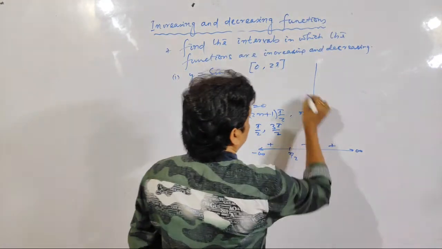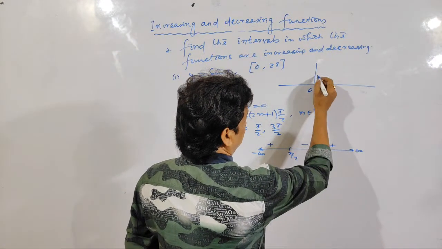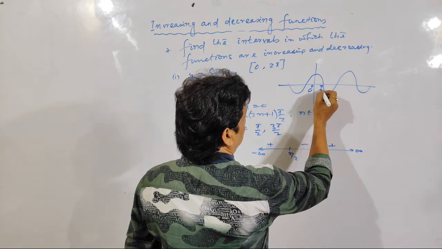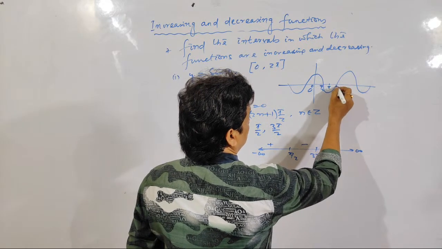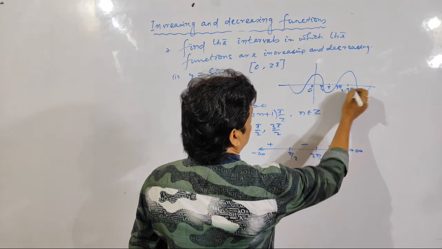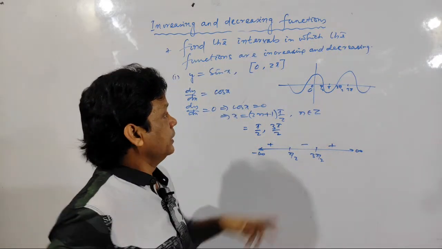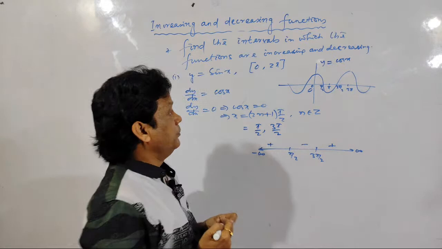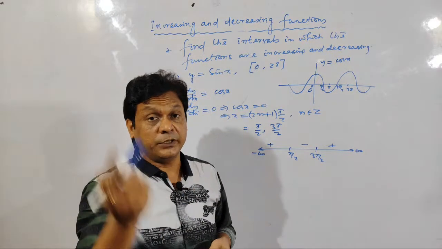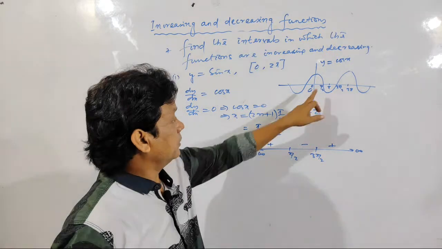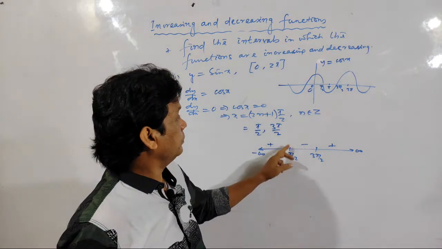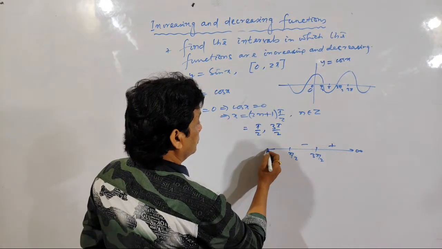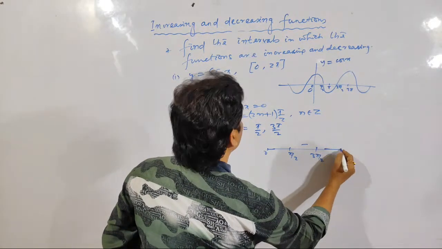And again another trick I am telling you. Zero, this is pi by 2, this is pi, this is 3 pi by 2, and this is 2 pi, like this. This is the graph of cos x. You can use this graph also, because you want the sign of the derivative, not the sign of the given function. You want the sign of the derivative. Clear? See here, 0 to pi by 2 it is positive. Interval is 0, and this one is 2 pi.